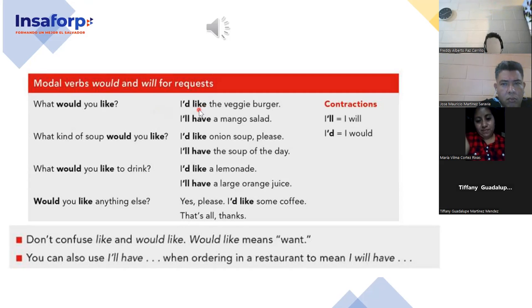Do you see here I have like and have? Do you think I can use have with would, or I can have like with will? Let's see. Let's say, for example, what is the meaning of would like? When somebody says in a restaurant, I would like a veggie burger, what is the meaning of it?